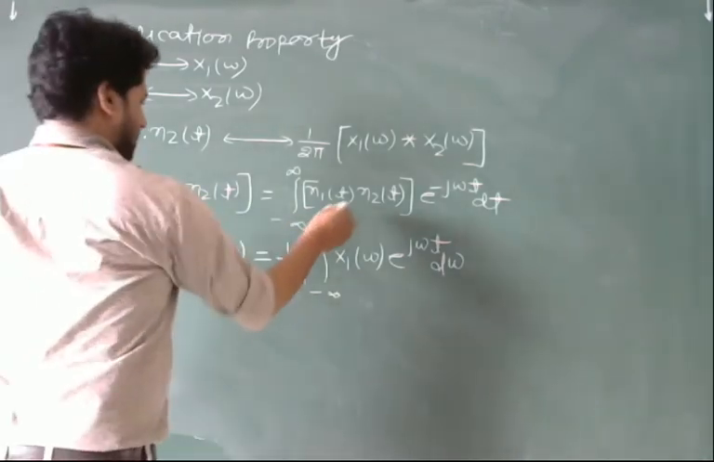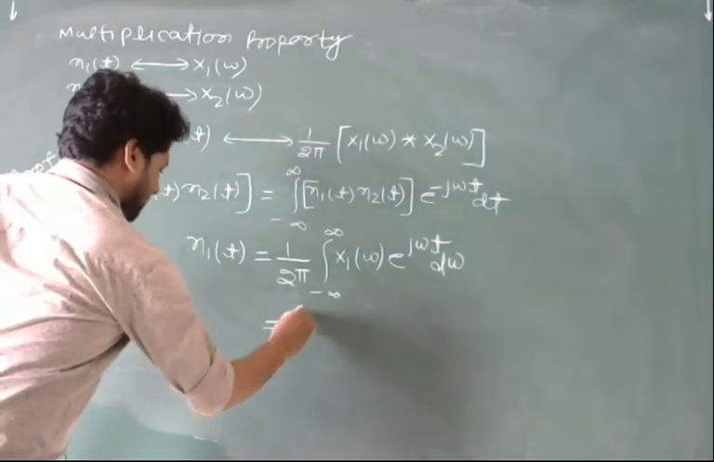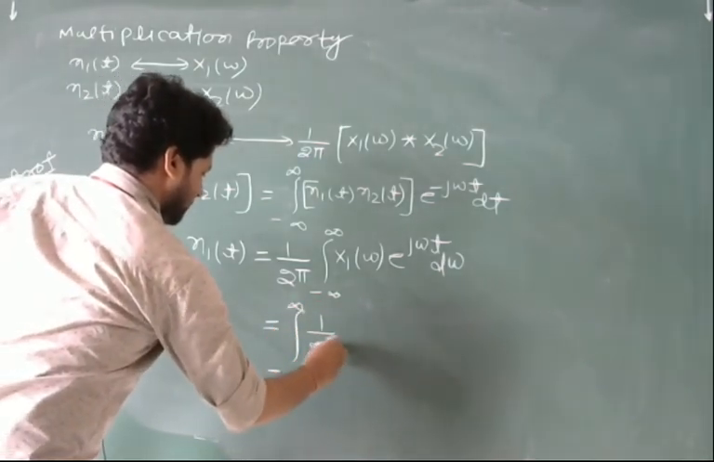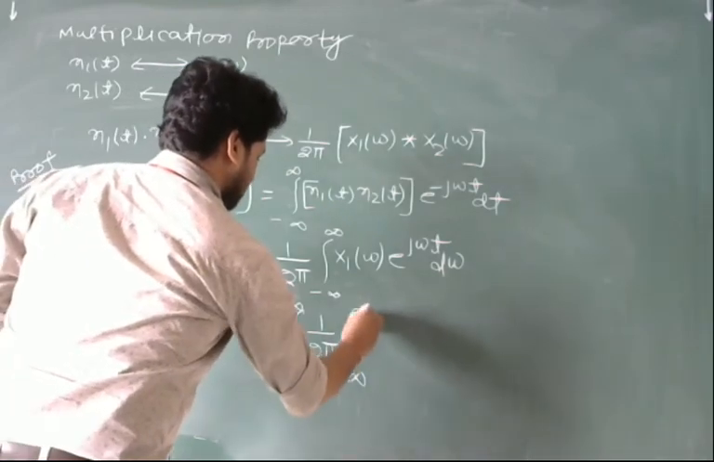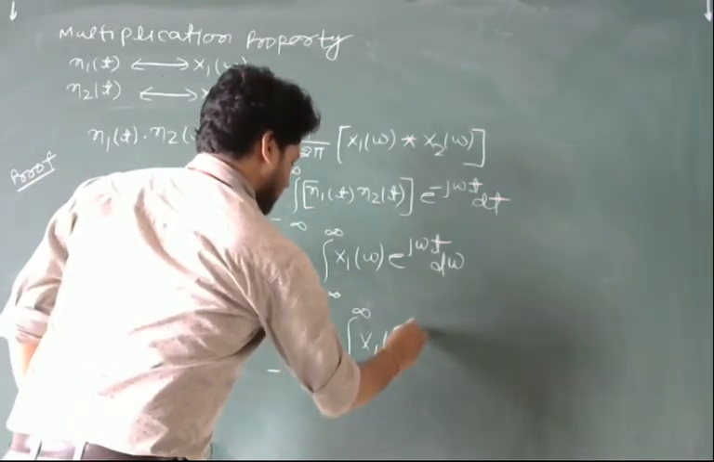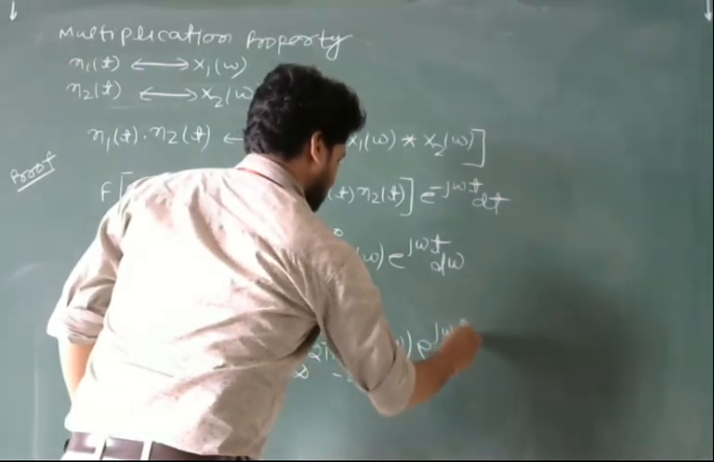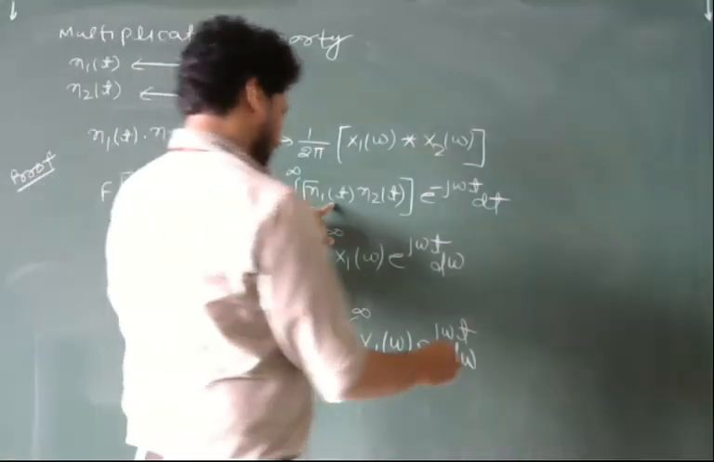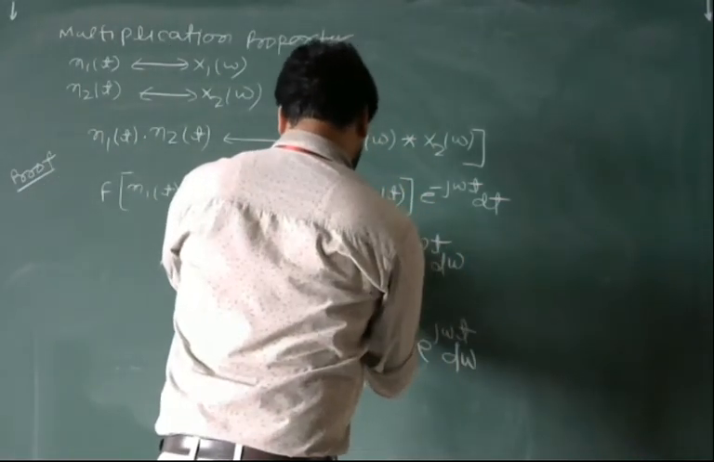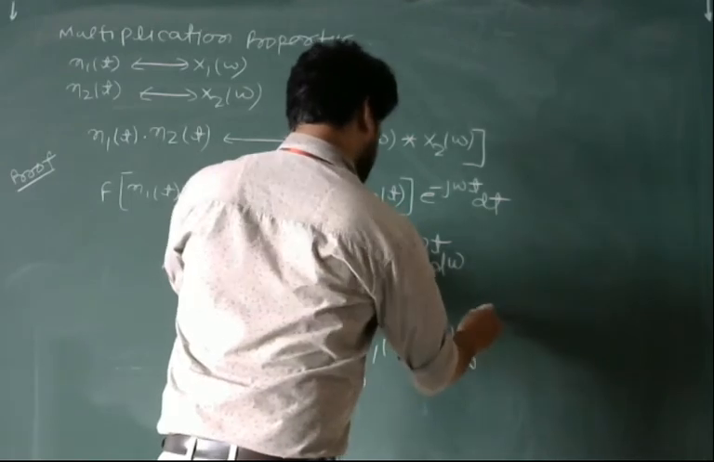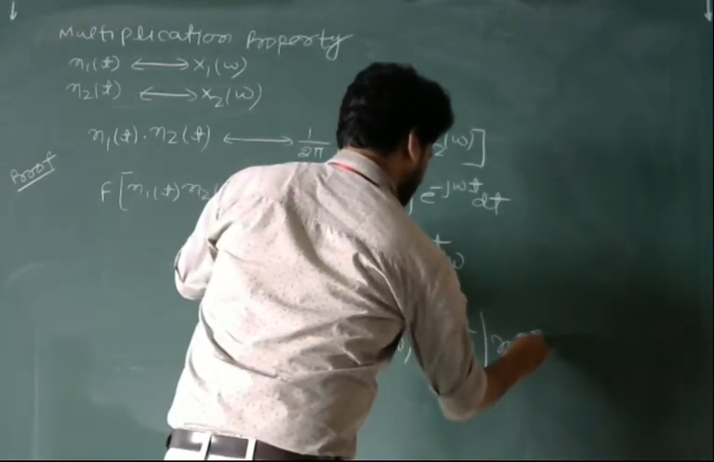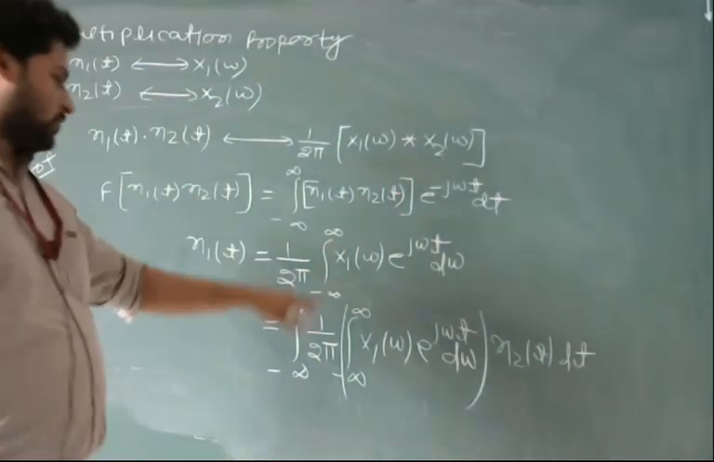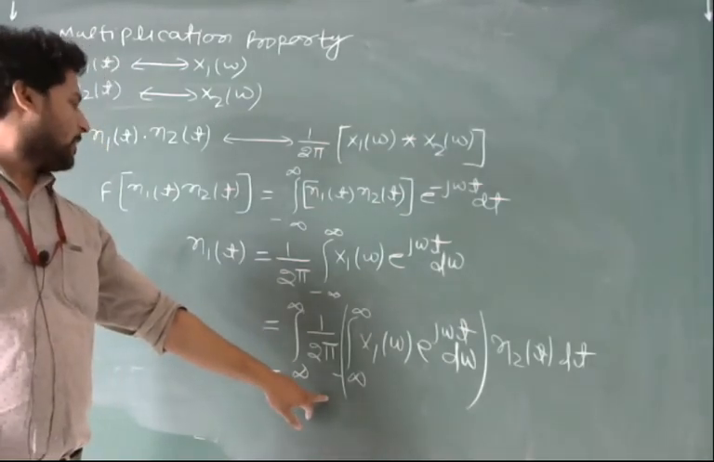Put this value of x1(t) here: this integration will become 1 upon 2 pi, integration from minus infinity to plus infinity, X1(omega) e power j omega t d omega, into x2(t) dt. This is in place of x1(t), into x2(t) dt.